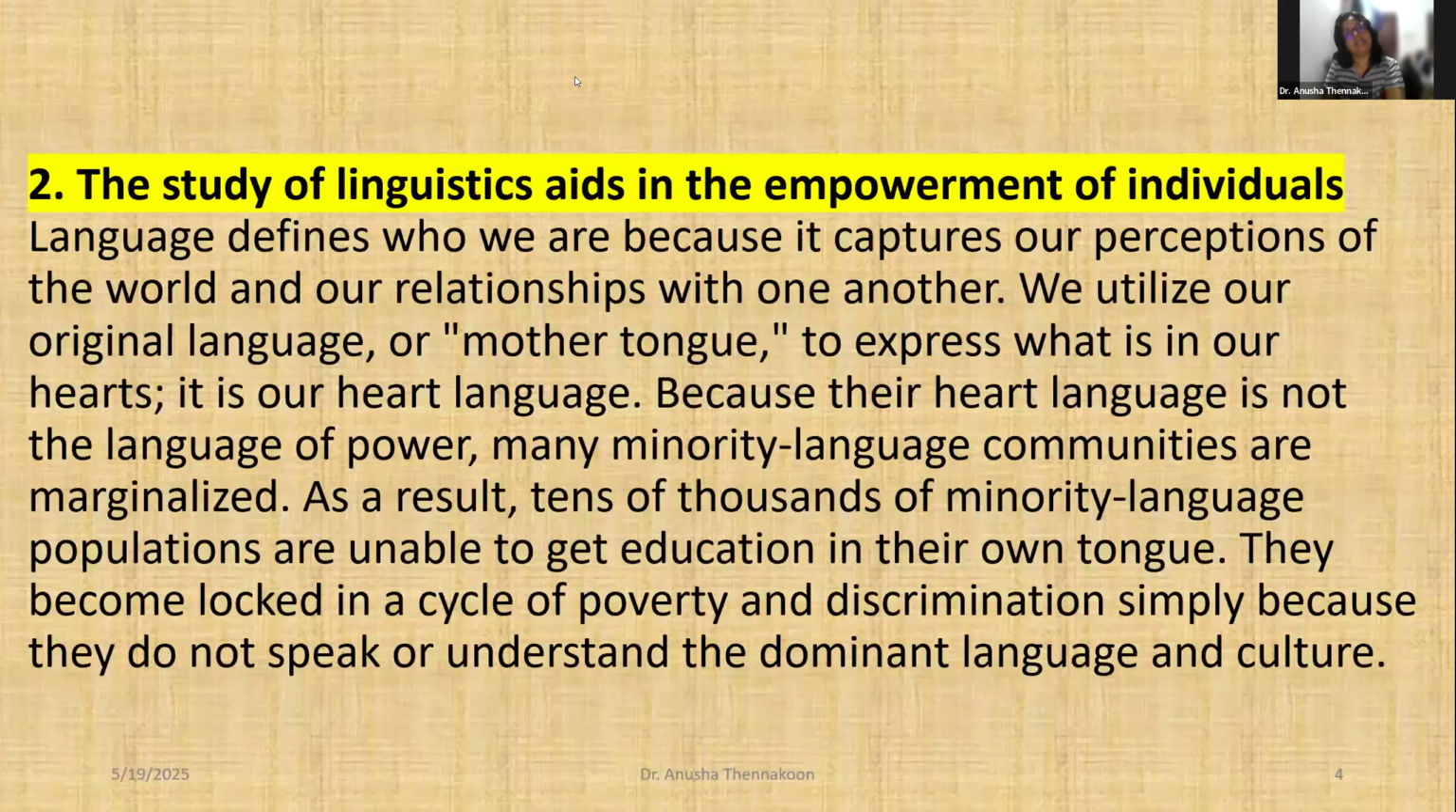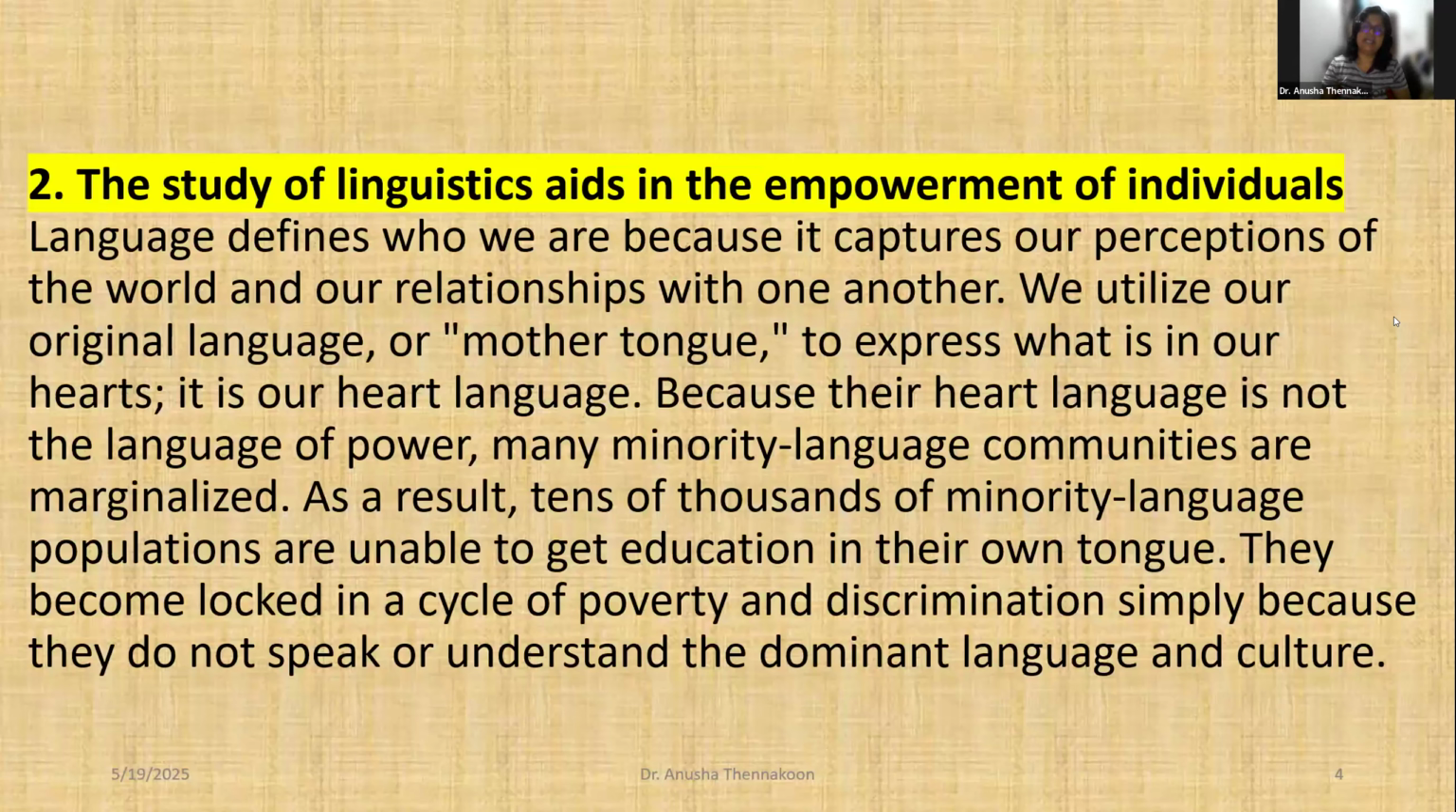So most of the people in this world, their heart language, that means mother tongue, is not a powerful language. Think about India. How many languages are in India? It's around 1,000. Out of these 1,000 languages, some languages are not very powerful. The people who use those minority languages are actually marginalized. Marginalized in the sense they do not have power.